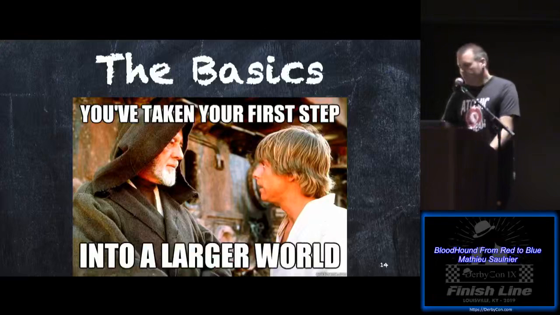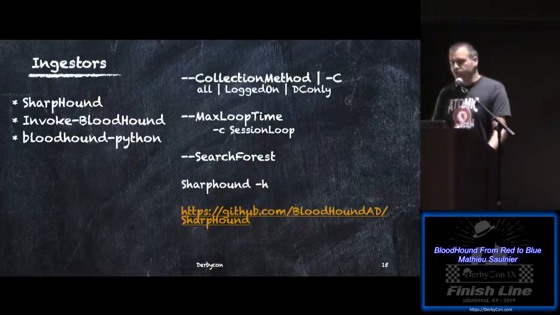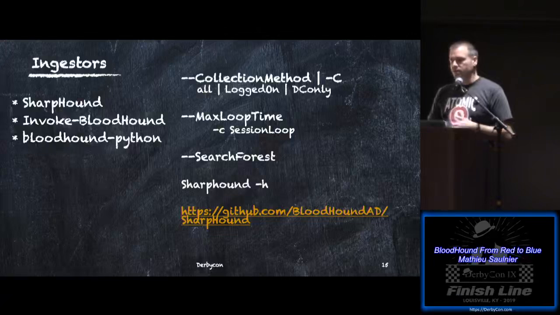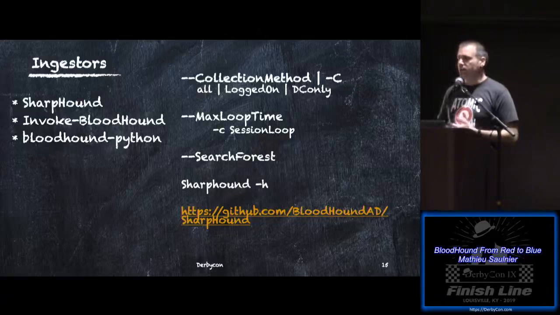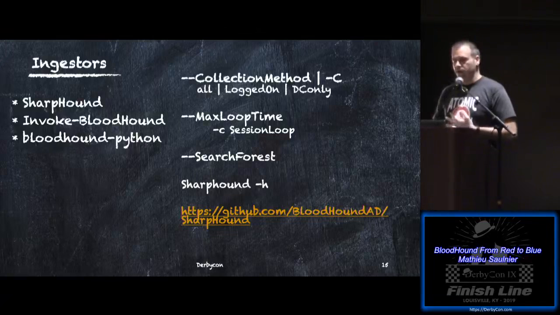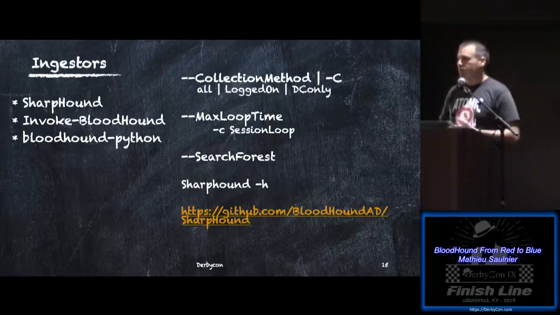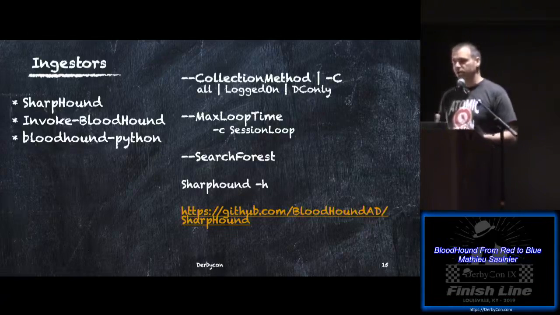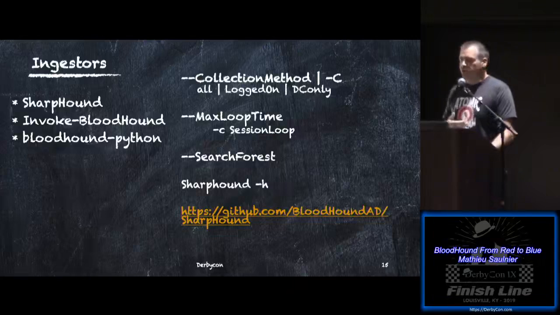So now let's go over the basic, or what I like to call the first steps. So first of all, you'll need an ingester. There's 3 main ingesters for BloodHound. There's SharpHound, which is a C# executable. There's Invoke-BloodHound, that is a PowerShell that loads SharpHound reflectively. And there is BloodHound Python, which is obviously a Python script that you can run also on Linux. So if you land on a Linux box, you can get all the goodness from BloodHound from there.